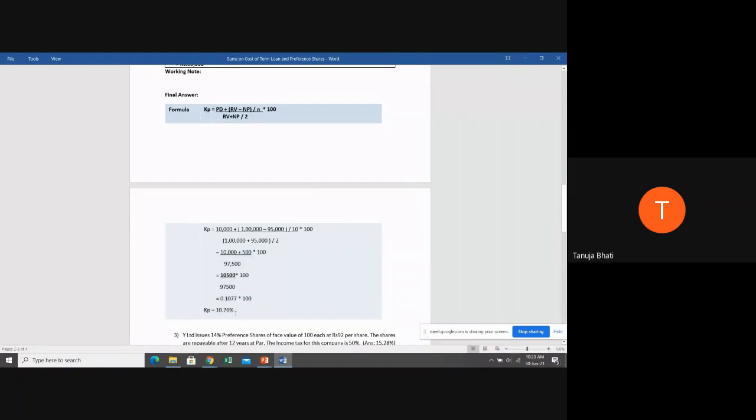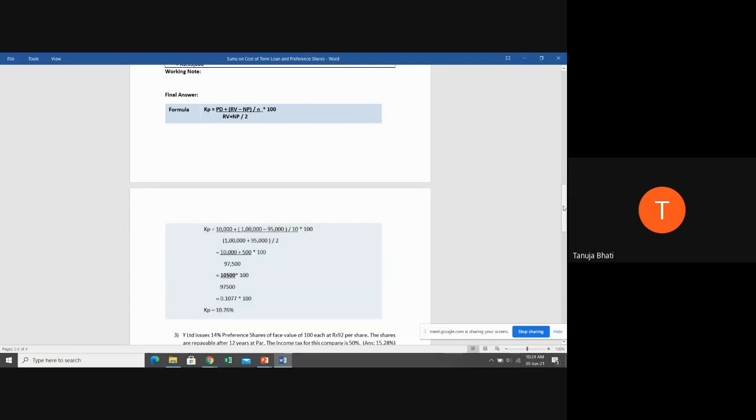Now, how are you supposed to solve this step by step? First, you need to solve the portion which is in the bracket, that you get as 500. To this 500 you have to add this 10,000. First solve the numerator, then solve the denominator, and then divide the numerator by the denominator. Then you need to solve the denominator, that is just add RV and NP and divide by 2, that is take the average of RV and NP. Then you get the numerator as well as the denominator. Then you have to divide and at last multiply by 100. This is how you solve this formula.